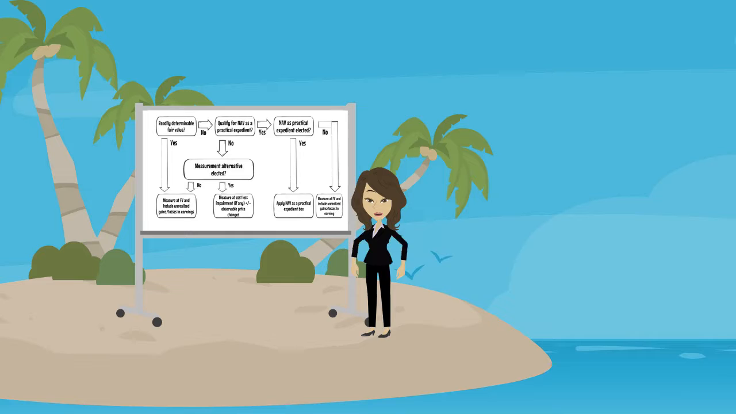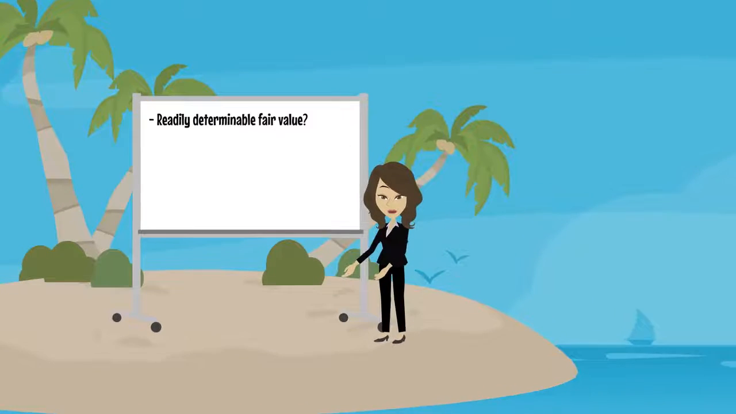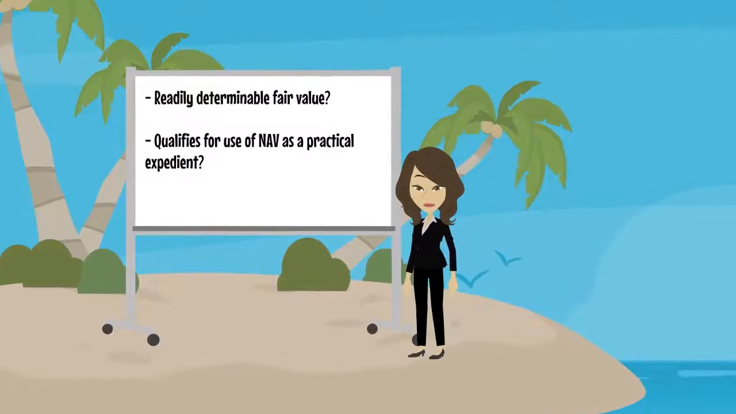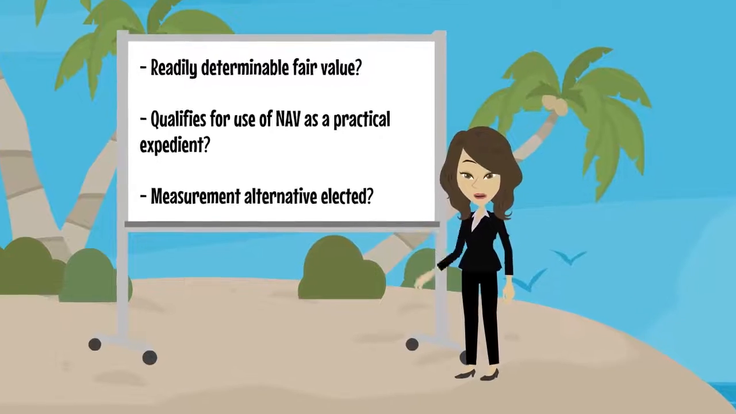We'll also dive into the subsequent measurement of investments in equity securities, which depends on whether the investment has a readily determinable fair value, qualifies for and the entity elects to use NAV as a practical expedient to fair value, and if the measurement alternative is elected.